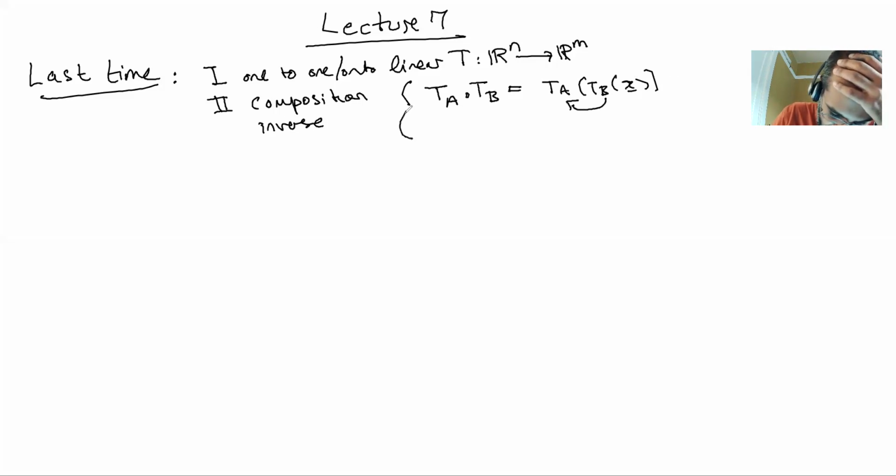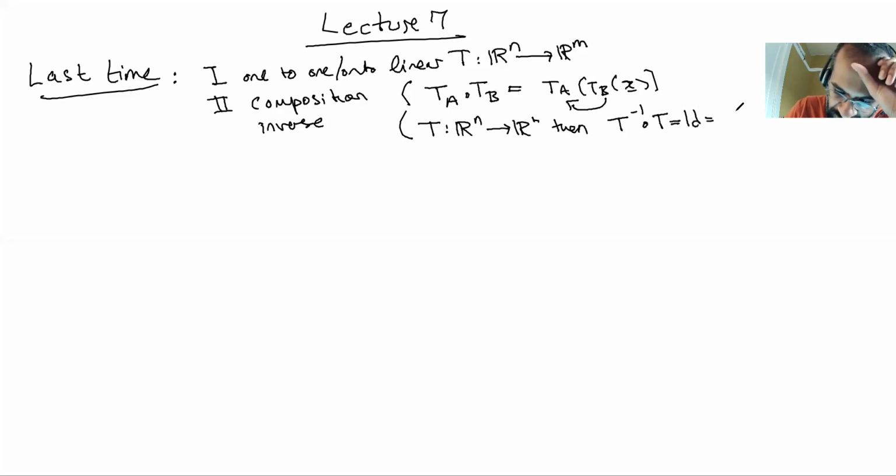And then we also defined the inverse of a square transformation. So if T is going from Rn to Rn, then it's invertible if it's one-to-one and onto, and the inverse has the property that it undoes the action of T. So T inverse of T equals identity, which is also equal to T of T inverse. And this only applies to square transformations.